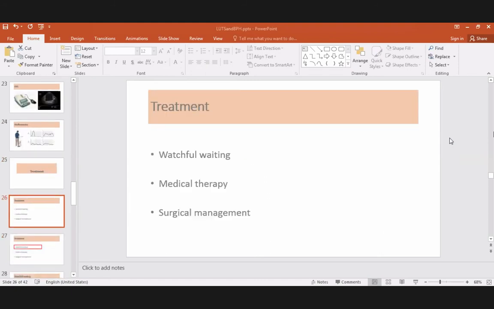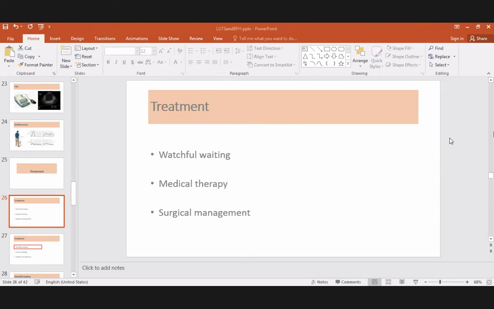Now come on to the treatment part. In patients with very mild irritative symptoms, where the obstructive symptoms are mild, we can offer watchful waiting. We can tell him to avoid increased fluid intake at nighttime to avoid nighttime discomfort, and we advise some other behavioral modifications. We don't start medication until the patient has symptoms in the IPSS range. You remember what IPSS is?